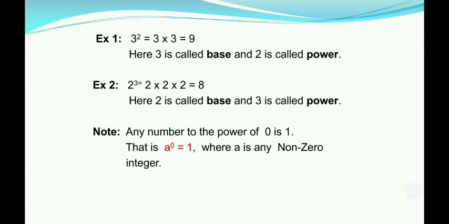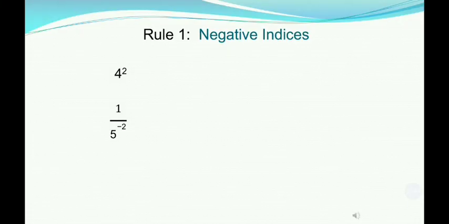Note, any number to the power of 0 is 1. That is, a to the power of 0 is equal to 1, where a is any non-zero integer. For example, if I take 2 to the power of 0, 2 to the power of 0 is equal to 1. And there are some laws of indices.